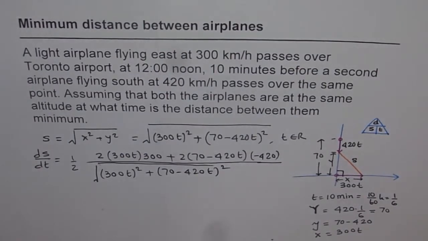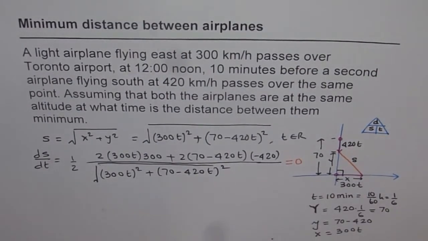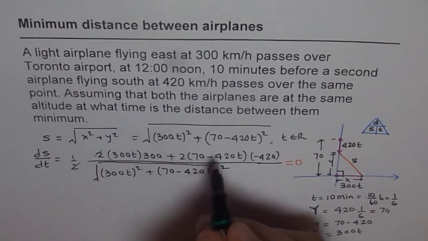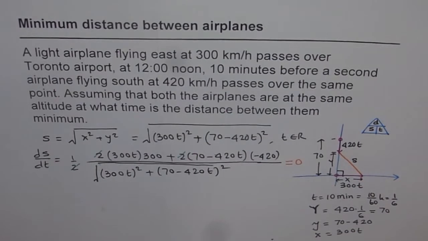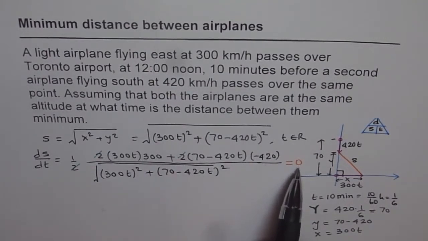Now as you can see, we have to equate this to 0 to get a critical point, correct? So for a critical point, it should be equal to 0. Now this whole thing equal to 0 means the numerator should be 0. Is that right? We can simplify this a bit. That 2 can get cancelled with these 2's, right? Anyway, what we're trying to do now is find a critical point. That means the numerator of this should be 0.